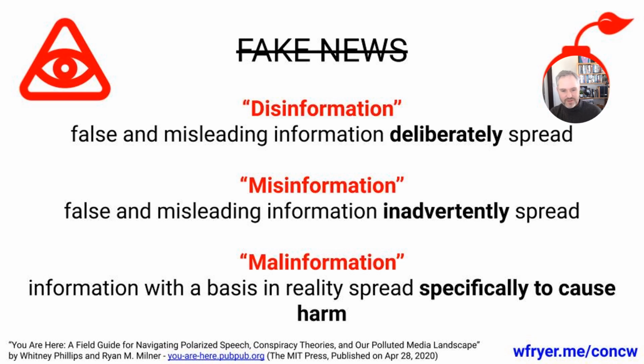So here's something from a paper published by MIT Press. So disinformation is false and misleading information that's deliberately spread. So deliberate. Misinformation is false and misleading information that's inadvertently spread. Misinformation, mistake. So deliberate, mistake. Malinformation, information with a basis in reality. So it could even be true, but it's specifically spread to cause harm. So we just want to hurt someone with this information, whether it's true or not. Again, I'll show you some examples of this later on.